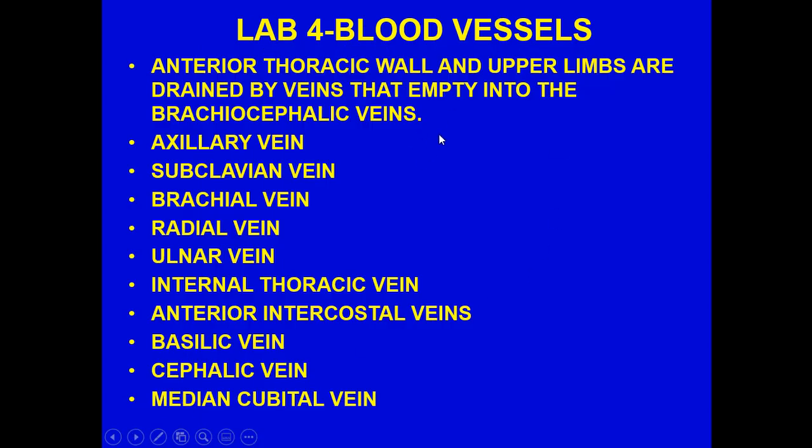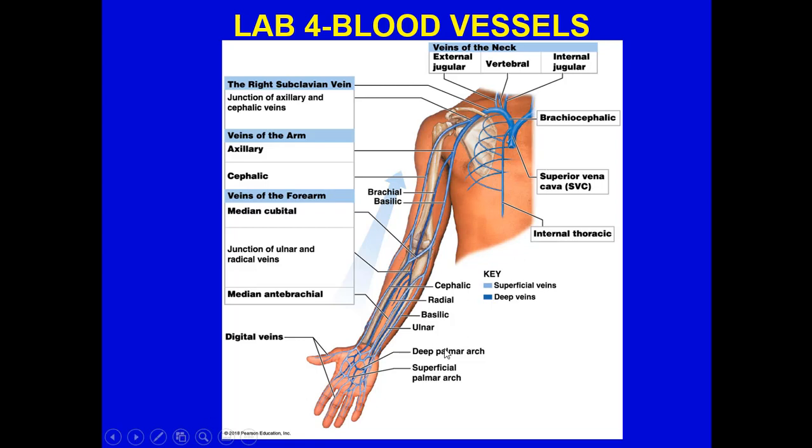Now, we've got to deal with the venous flow. The upper limbs are drained by veins that empty into the brachiocephalic vein. So this includes, of course, the axillary vein, subclavian vein, brachial vein, radial vein, ulnar vein, internal thoracic vein, anterior intercostal veins, basilic vein, cephalic vein, and medial cubital vein. What do we see here? Let's start at the other side. Let's start at the hand. Superficial palmar arch here, deep palmar arch here. These are the digital veins here.